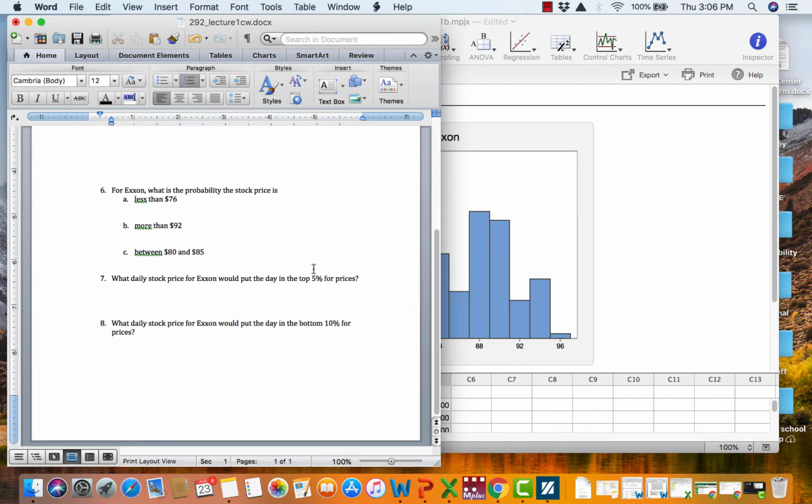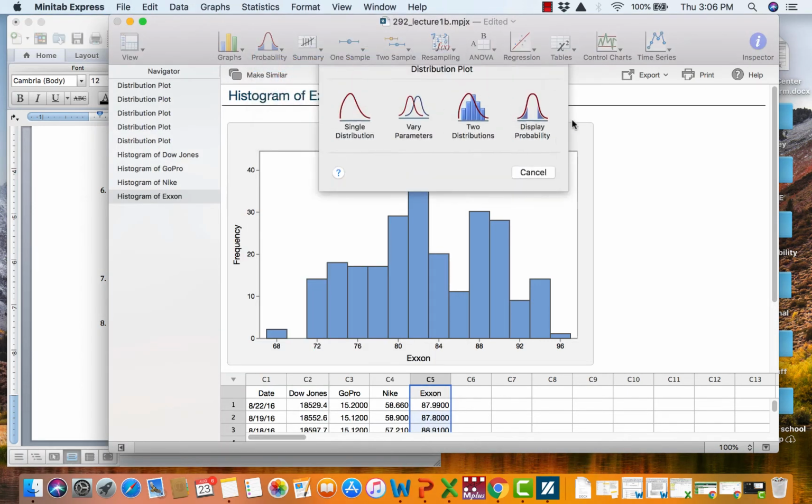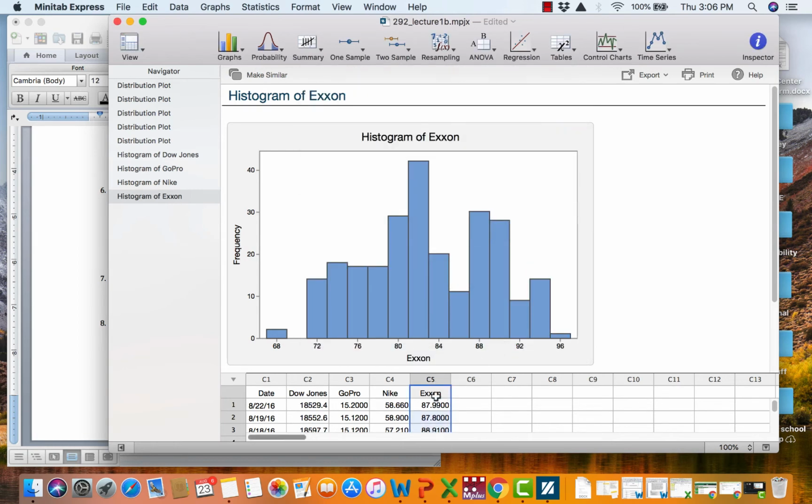All right, so going back over to our classwork now. We are on question 6. So for Exxon, what is the probability the stock price is less than $76? We want to find the probability that the price is less than $76. What are we going to need to answer this question? If we go over into Minitab to our display probability, what do we need immediately? Aha, we need the mean and standard deviation of Exxon, and we don't know that. We just have the raw data.